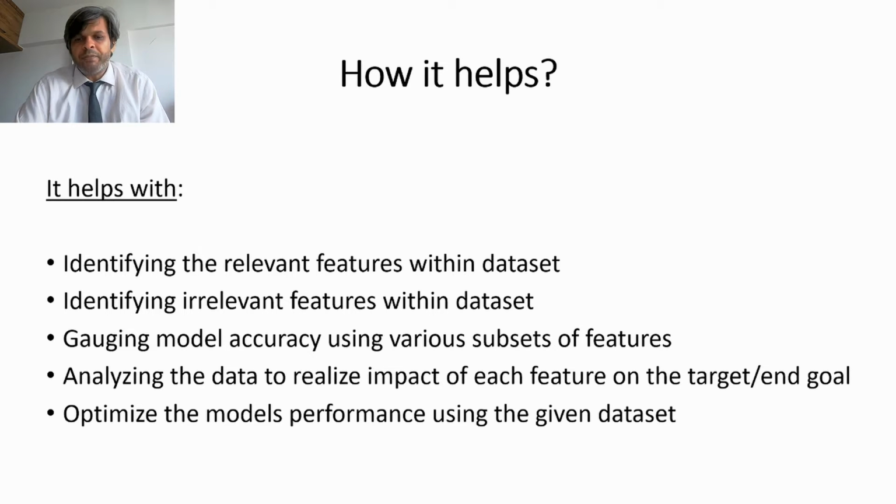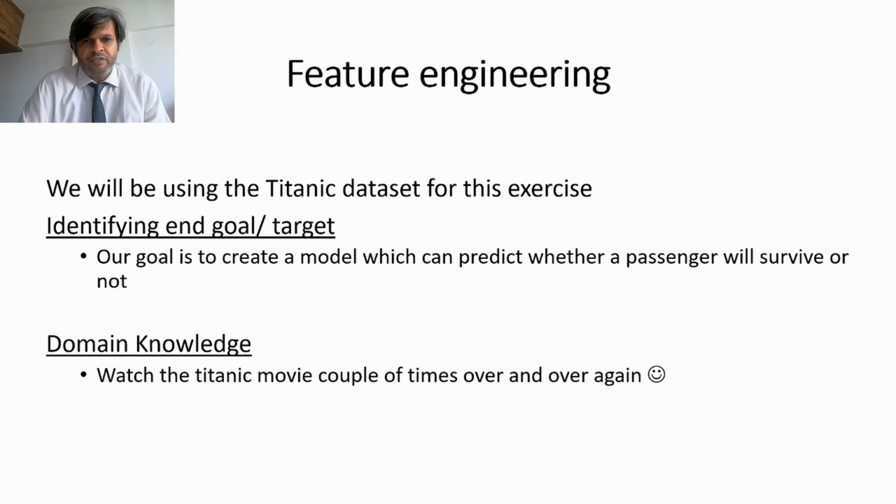It also helps us optimize the model's performance using the given data set. Our data set might contain a lot of text values in the variables, and it might contain some repetitions. So once we do modification by label encoding and one-hot encoding, we convert those to numeric values, and we try to replace the null values. Doing all this will help us improve the performance of our model using the given data set. Once we go through the code walkthrough with this example, you will realize this better. Let's move on. So we'll be using the Titanic dataset for this exercise.